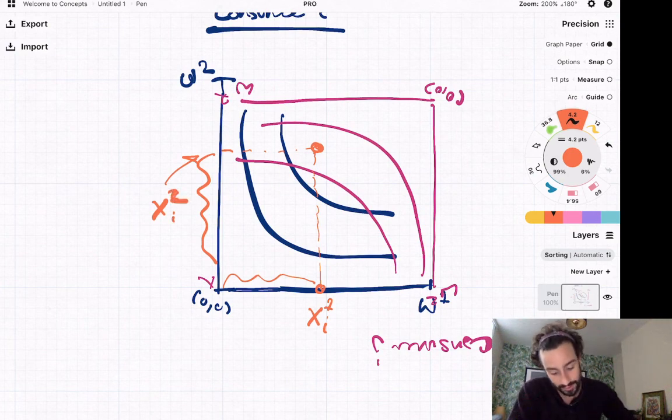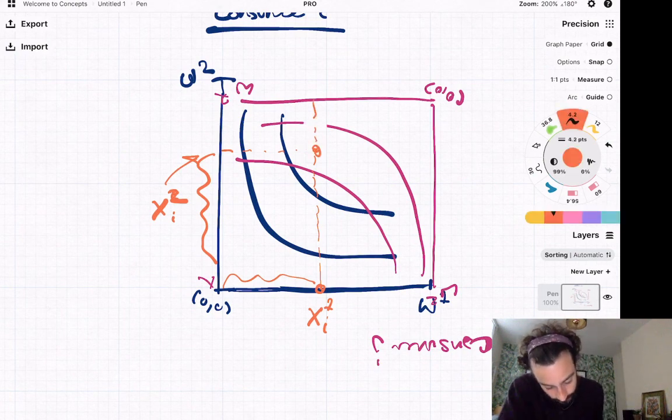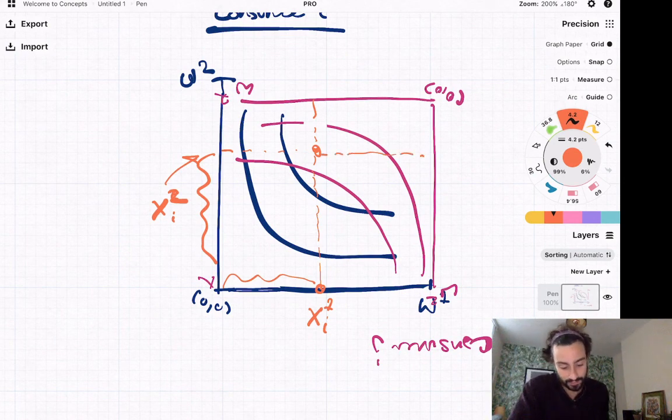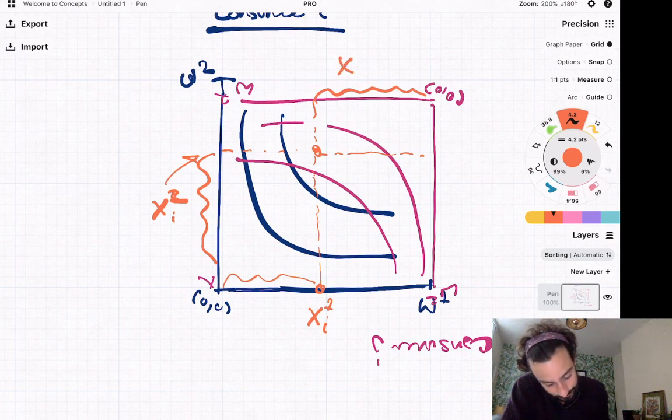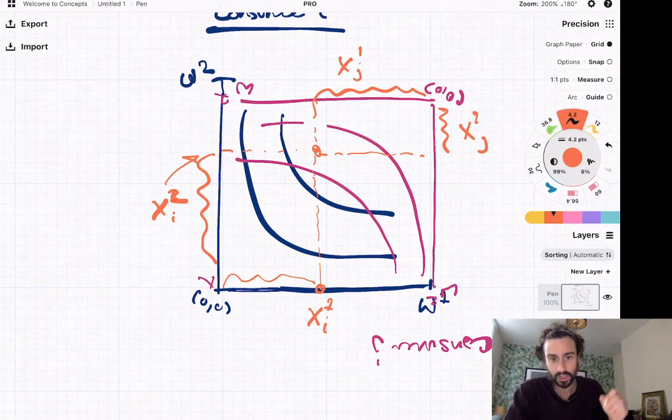But we can do the same exercise going to the other axes, right? On this side, we have that, and remember, we're measuring from the origin. The origin is the opposite corner of the box. So this is the consumption of consumer 2. So this is x1j, and this is x2j.